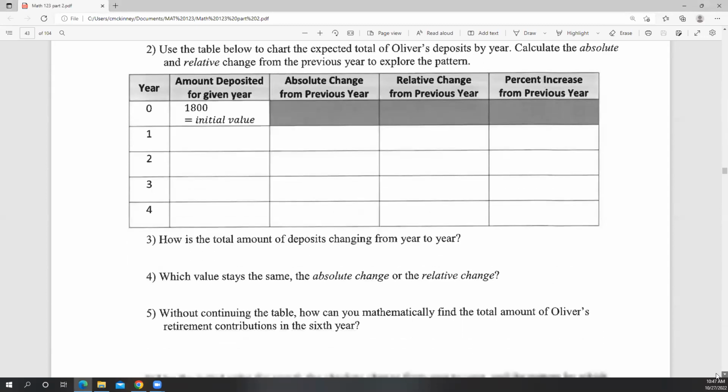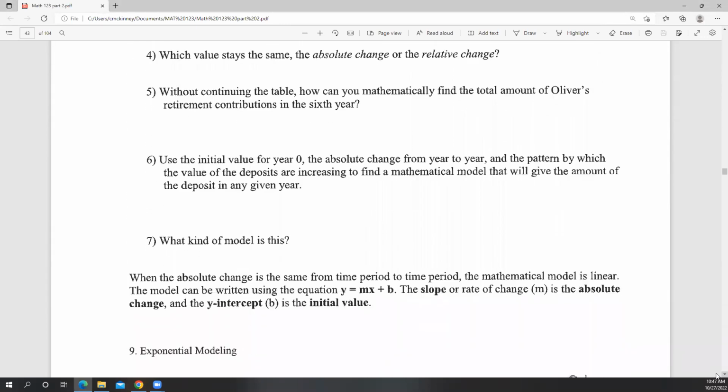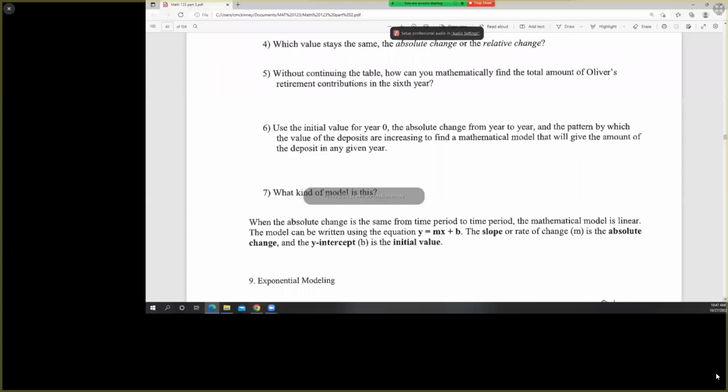So without continuing the table, if we wanted to know, when this says total amount, it means just during the 6th year, like what you're putting in the table, not adding all of them together, which I think the word total is a little misleading there. So we could think 1,800 plus 6 times 100, right? The 6th year is only a couple years away. I could easily add 200 to my 2,200 also.